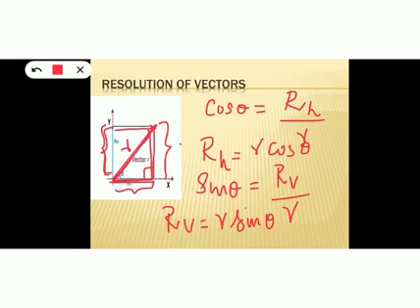Okay, so we have got the values for the horizontal component and vertical component. The component adjacent to theta is expressed in terms of cos theta and the other component is expressed in terms of sin theta. So RH is R cos theta and RV is R sin theta.